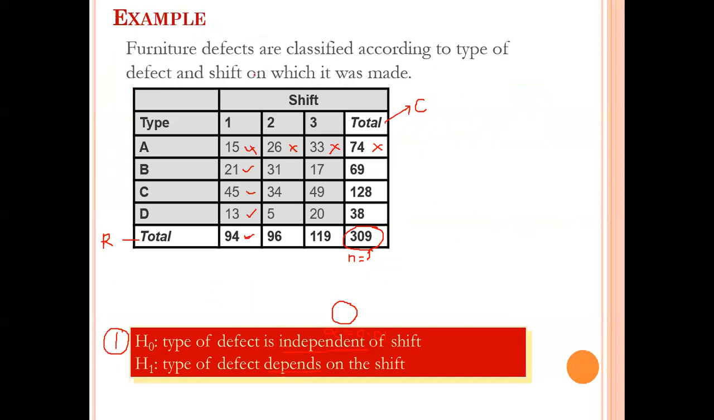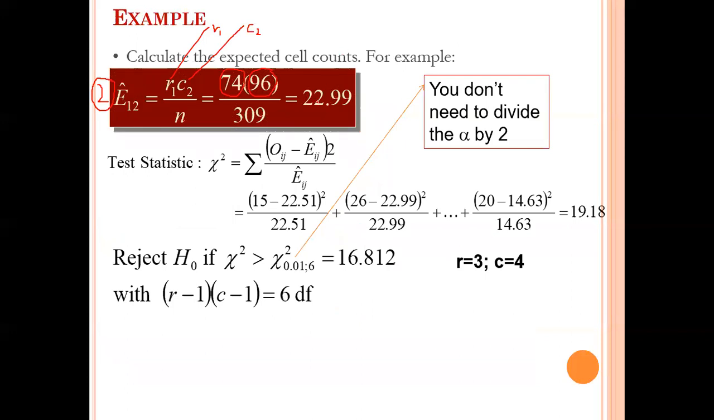Okay, 74 is here and 96 is here. So to get the value of the total expected counts, we must times the value of 96 with 74 and divide by the total value of sample, that is 309. That's how you will get the total expected count, that is 22.99.